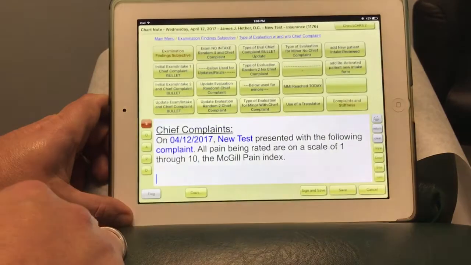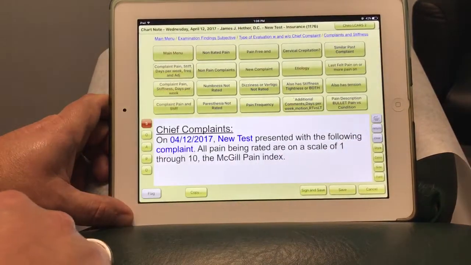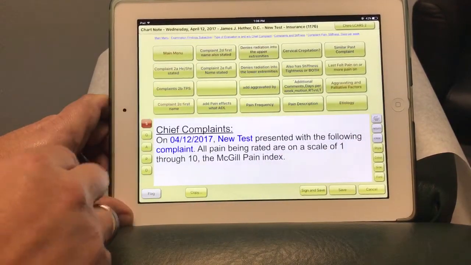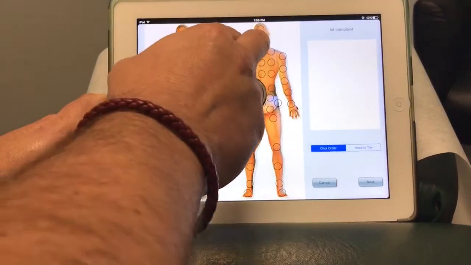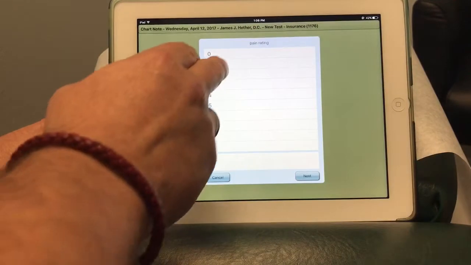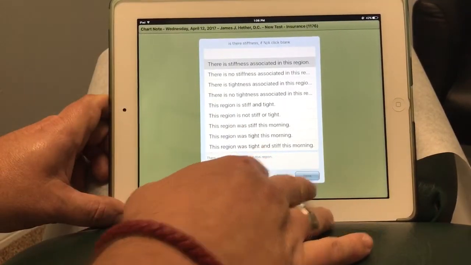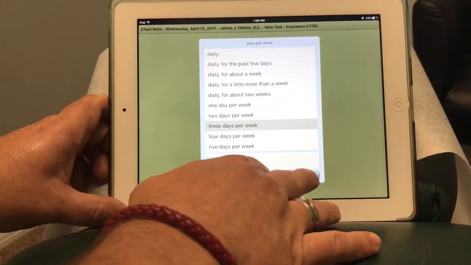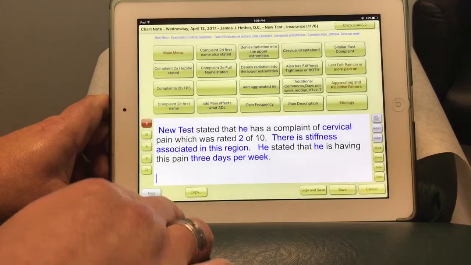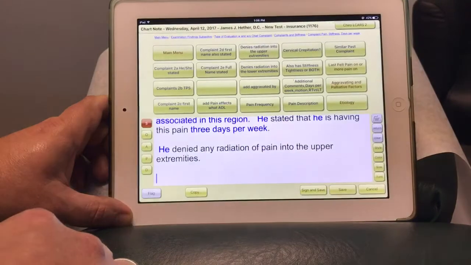We're going to say next, and we're going to say that their complaint is neck pain. We're going to go over neck pain, use the person's full name, and simply say that they're having pain in their neck rated about a 2, and that they're having this pain with stiffness about 3 days per week. Good. From there, they're not having any pain radiating down their upper extremities.